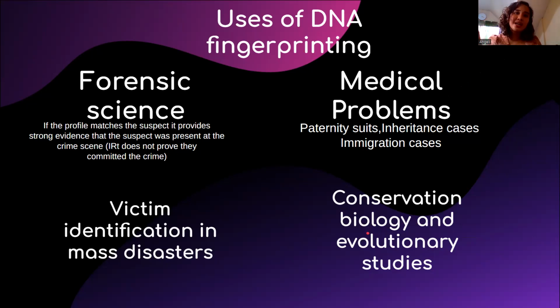And in conservation biology and evolutionary studies, if you want to assess whether animals are in the same species, or whether animals are related, the same phylum, same genera, and so on, you could use DNA fingerprinting. So guys, take note that DNA fingerprinting could also be replaced by DNA sequencing.